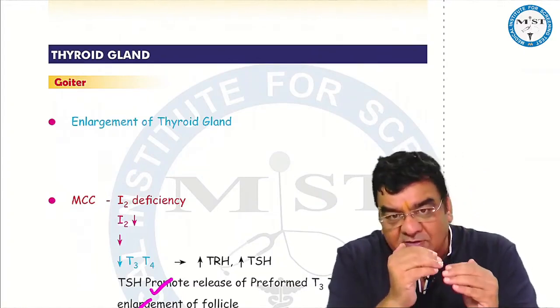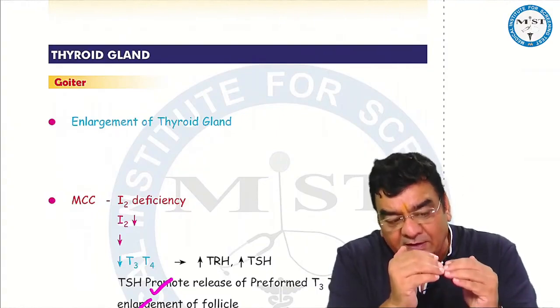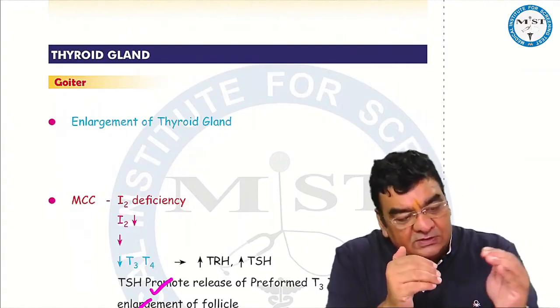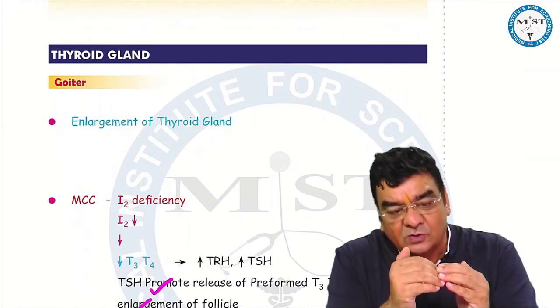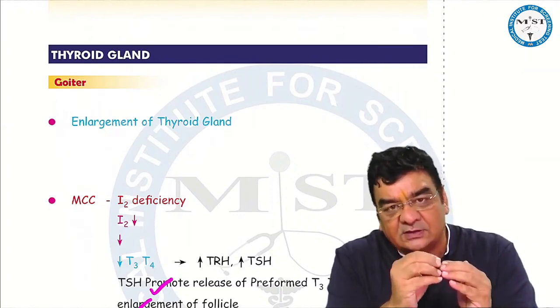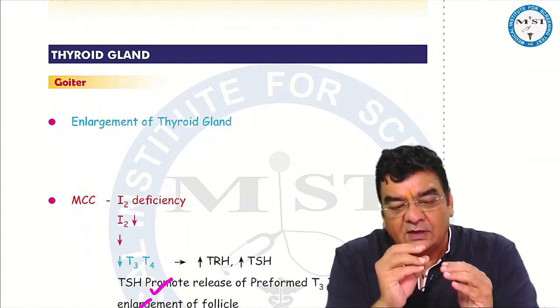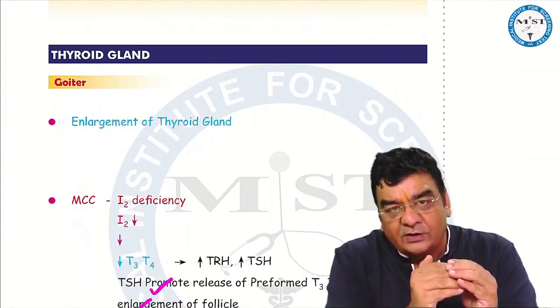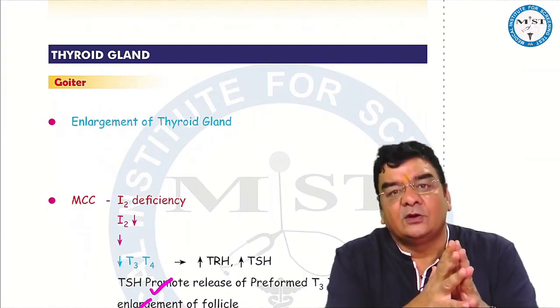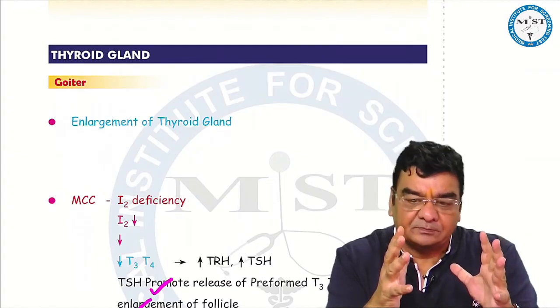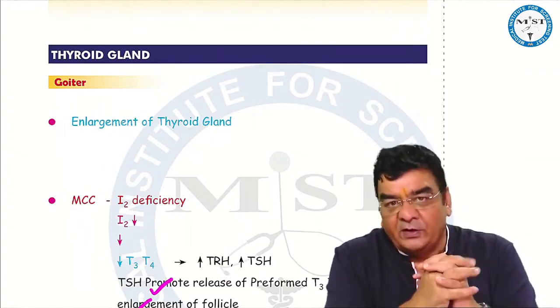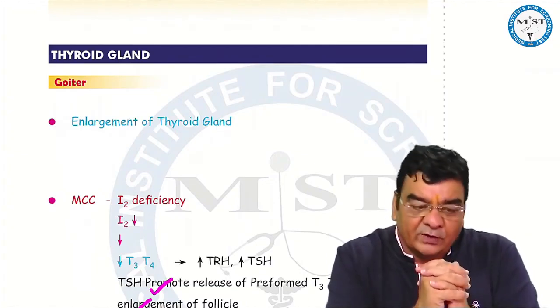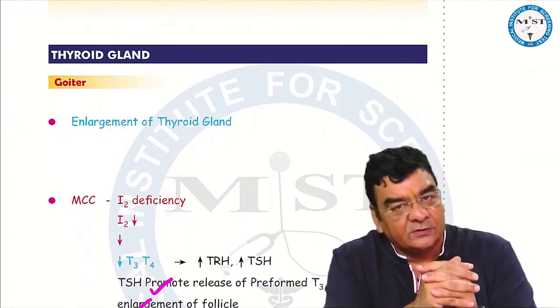And there are TSH receptors on the surface of the follicle in the thyroid gland. So this TSH binds with the receptors on the follicle, and this TSH has two functions. It promotes the release of preformed T3, T4 from the thyroid into the blood, and it causes enlargement of the follicle.